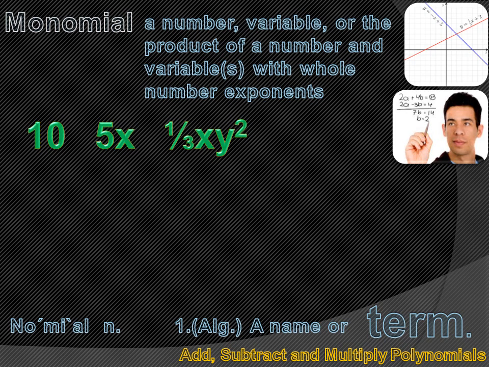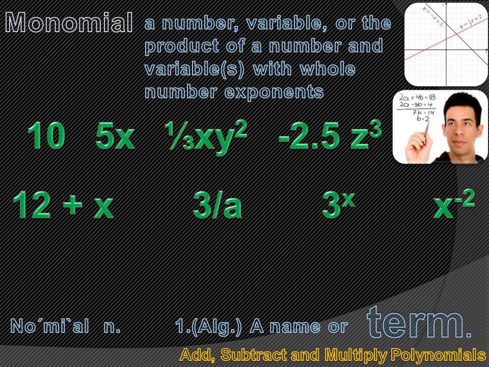1/3 xy squared is a monomial. It's the product of a number and two variables, and both of the variables have whole number exponents. The x has a whole number 1 as an exponent, and the y has a whole number 2. And minus 2.5 z to the third is also a monomial.